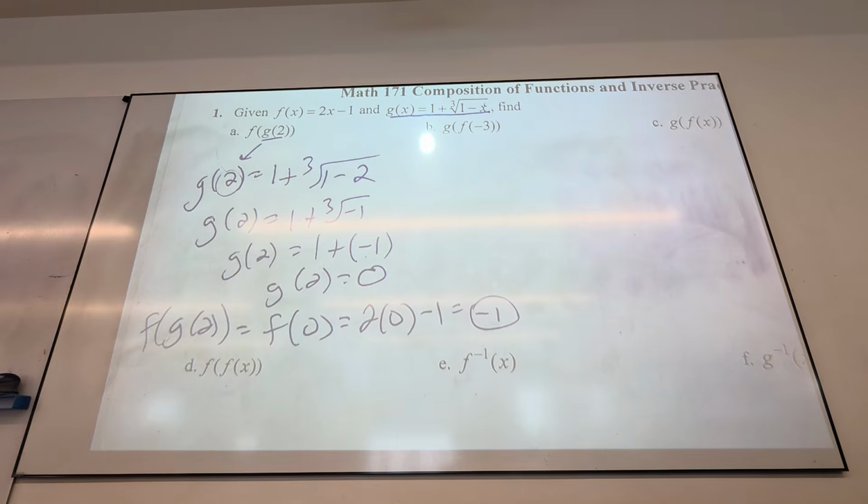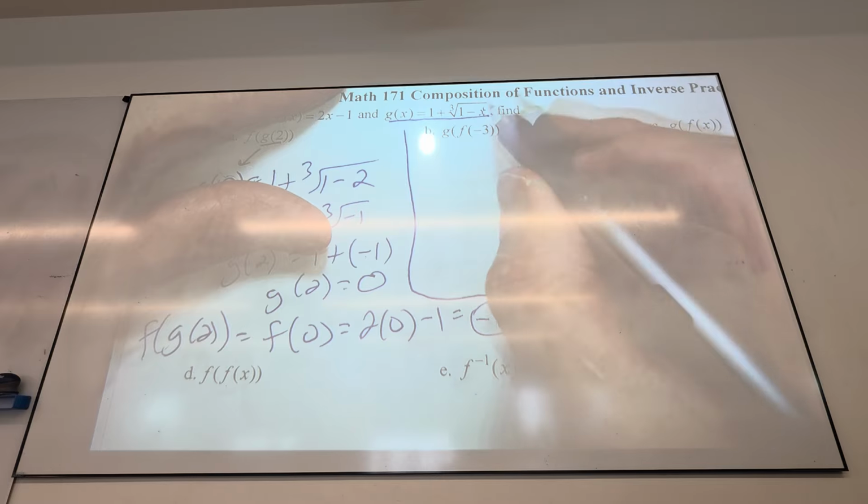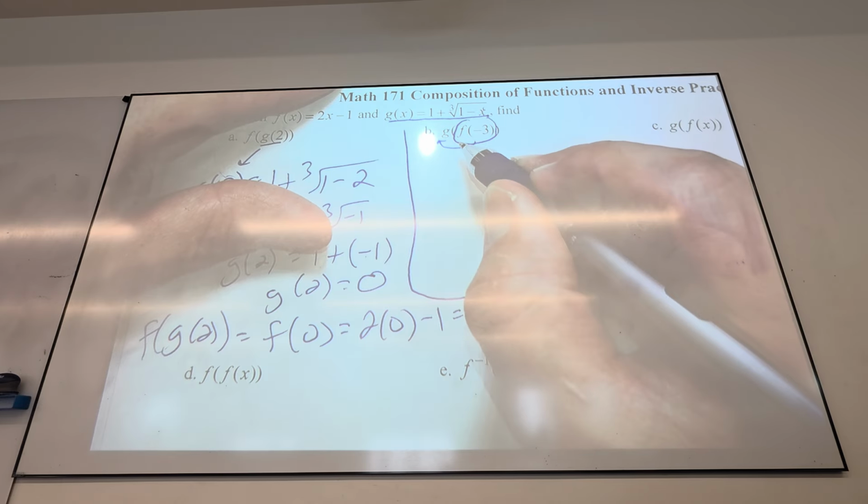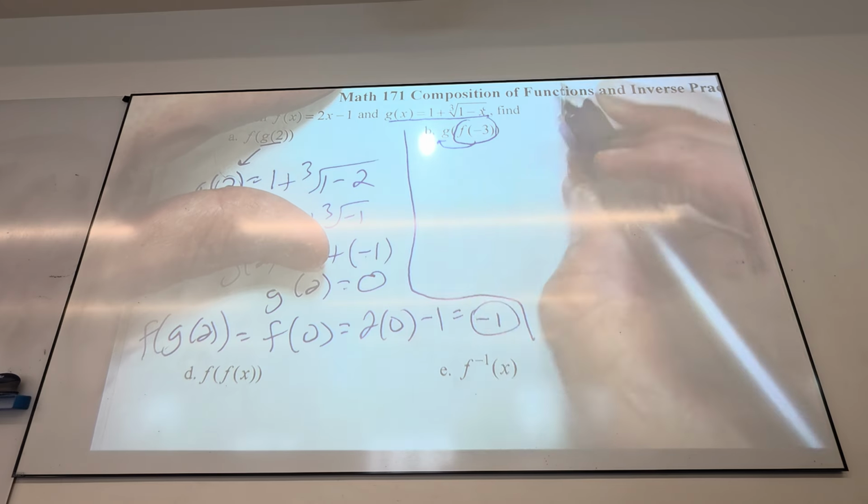What do I do first here? Yes, if I only knew what number this was, I would know what to put into g. So I just take a second and I figure out what is f of negative 3? How do I do that? I take that negative 3 and I shove it in here.